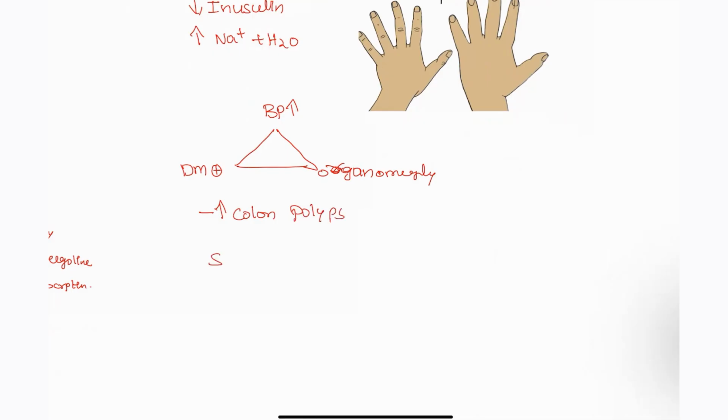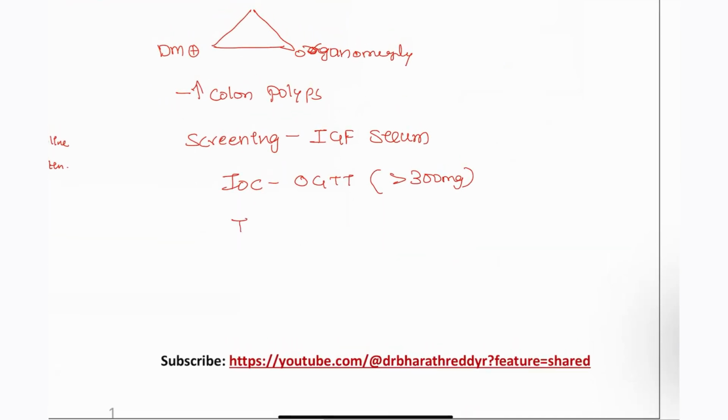Next, what is the screening test for this patient? For the screening test, you can go for testing the IGF serum levels. Okay, and the investigation of choice will be OGTT, and OGTT positive will be more than 300 milligrams. It is going to be positive for this patient. Next, treatment: the drug of choice for this patient is octreotide. Okay, octreotide, or we can also give a somatostatin antagonist drug for this patient, right?